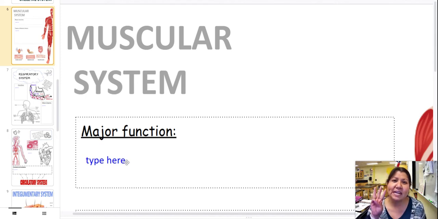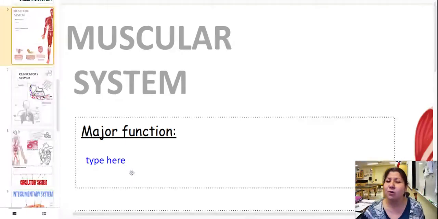All right, so today we're going to be going over three different systems. We're going to go over our muscular system, we're going to go over our respiratory system, as well as our circulatory system. So, go ahead, pull up your notes just like before.